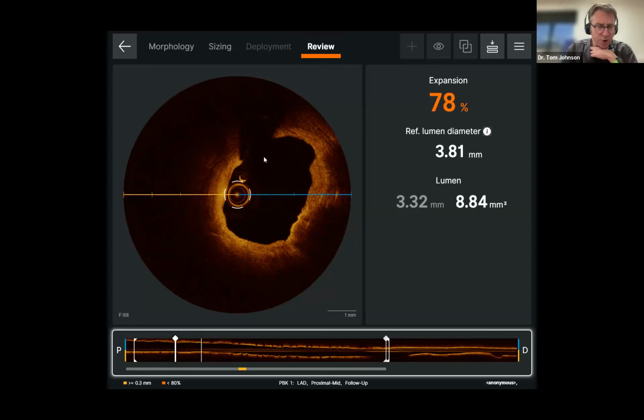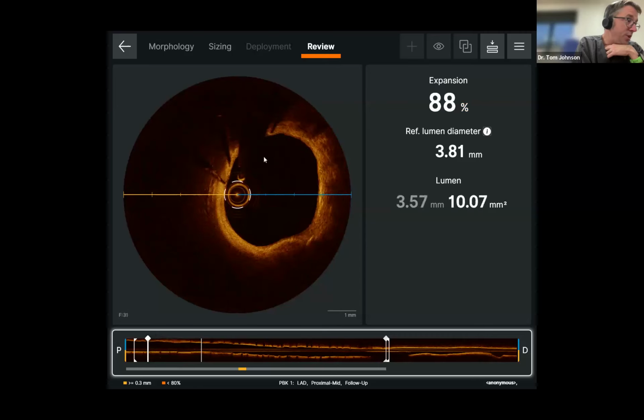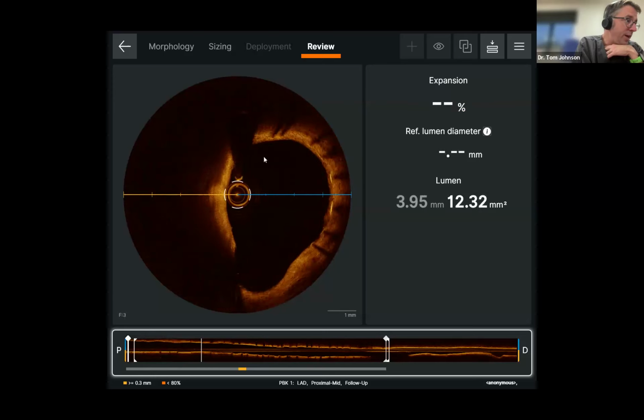You asked about discharge on anticoagulation. So this patient was sent home just on aspirin and ticagrelor, no additional anticoagulant therapy. But I think it's really interesting to see a month down the line how that's healed.